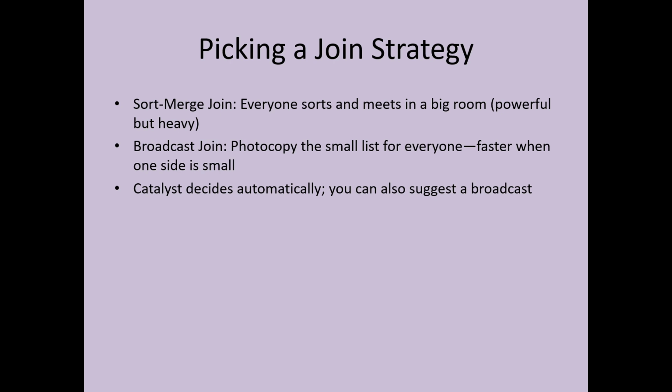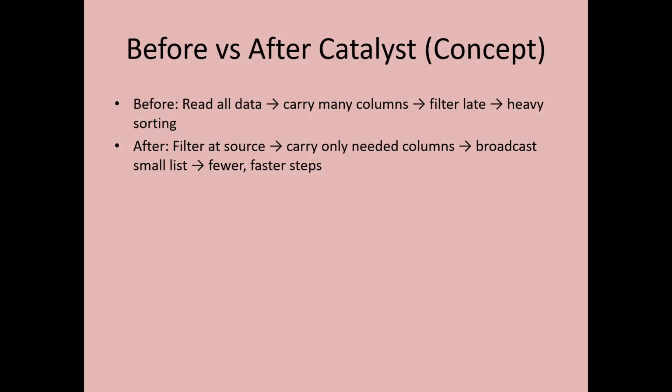Catalyst itself, in its brain, will decide everything, what kind of join it needs to do, whether it is a sort merge join or a broadcast join. You can also suggest a broadcast, I mean, while writing the code itself, you can mention the broadcast join. But if you are forgetting, and if it thinks it's required, then it will do it for you. Okay, before and after Catalyst.